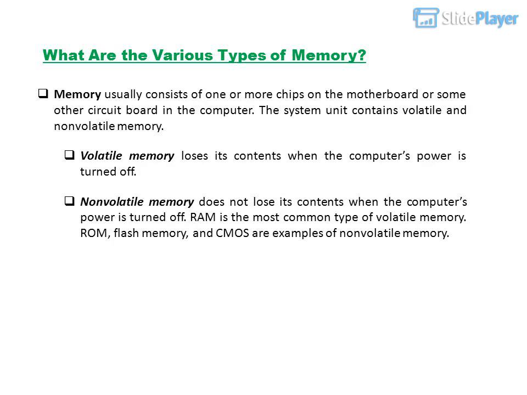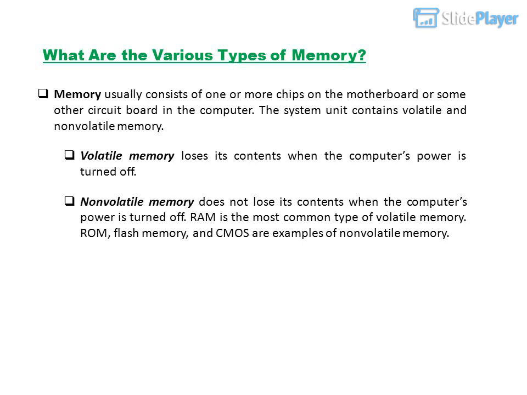What are the various types of memory? Memory usually consists of one or more chips on the motherboard or some other circuit board in the computer. The system unit contains volatile and non-volatile memory.